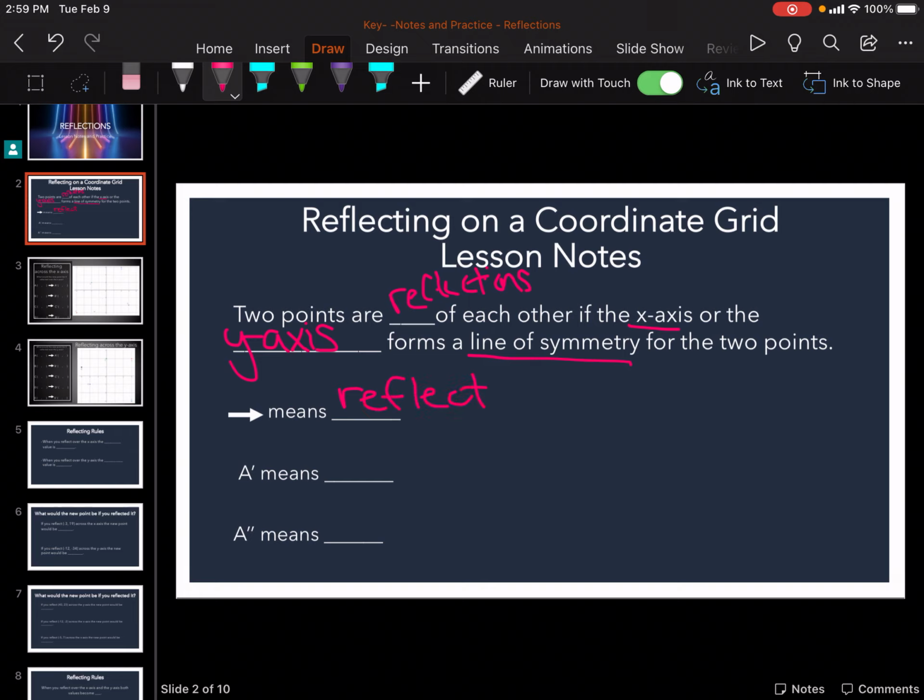A with the little apostrophe means A prime, which is like the second. So you have your original point and then you have your reflected point. Then a double prime means it's reflected twice.